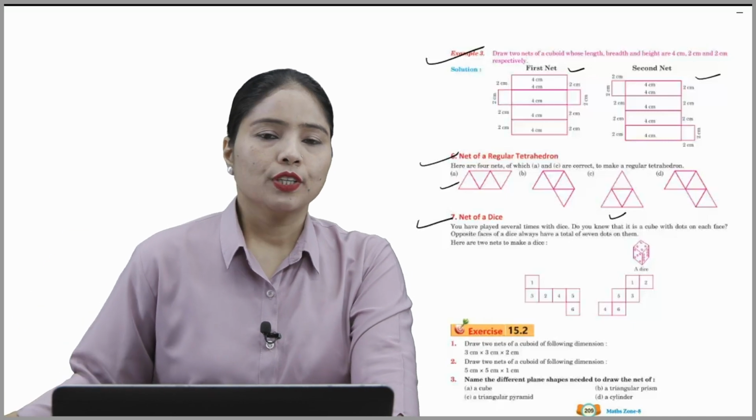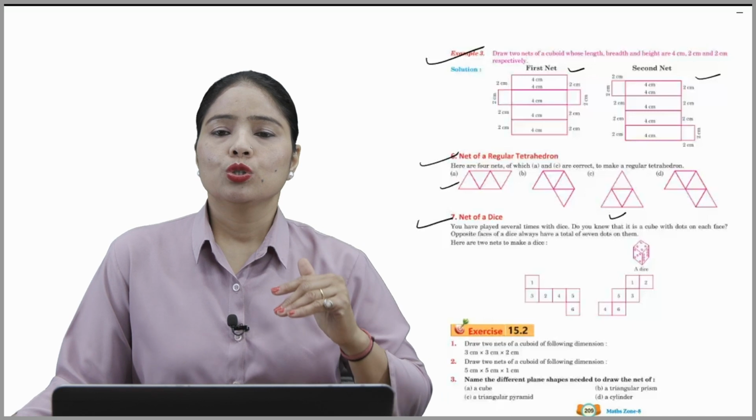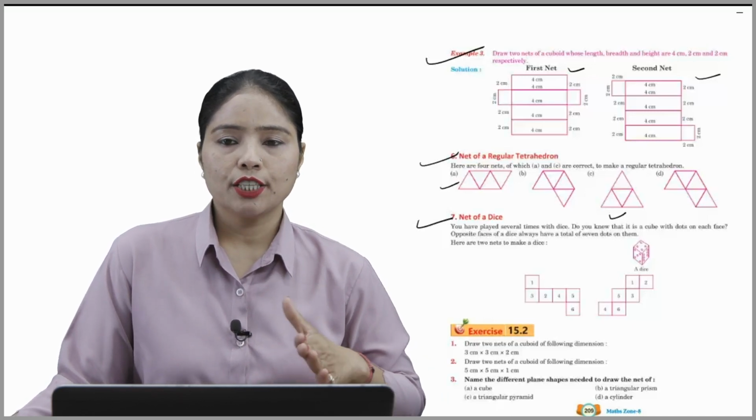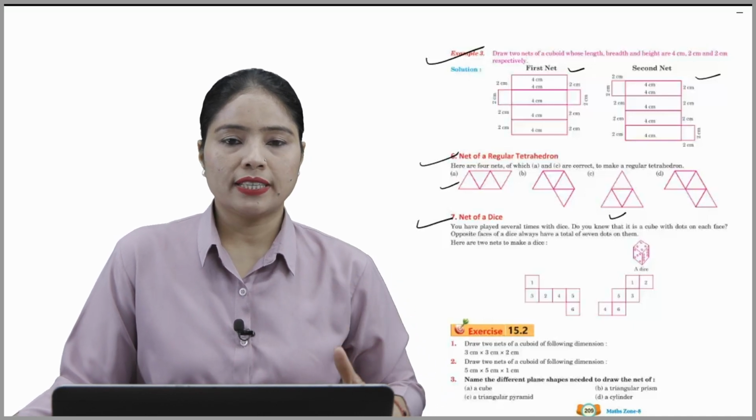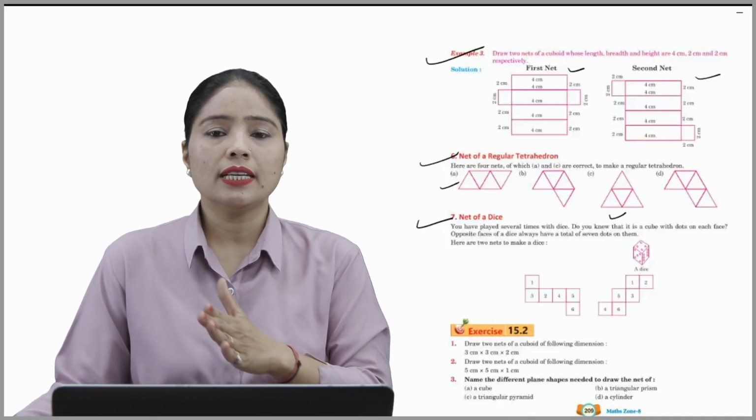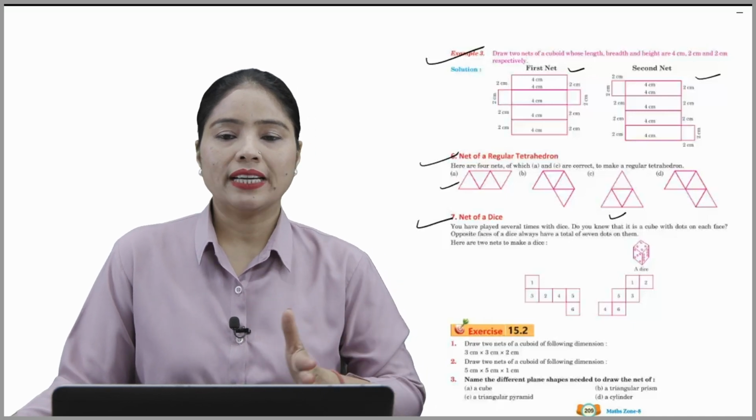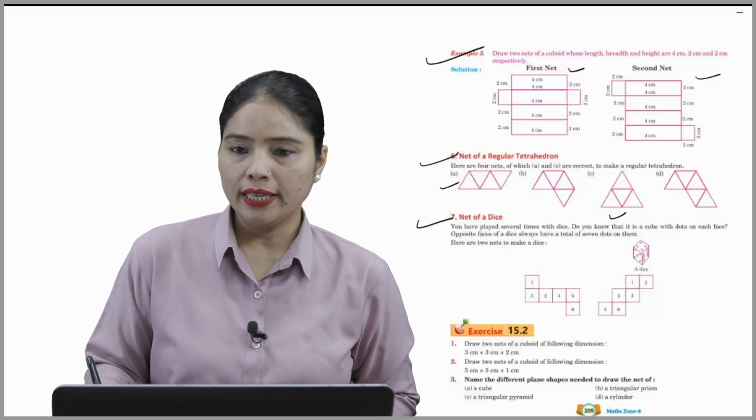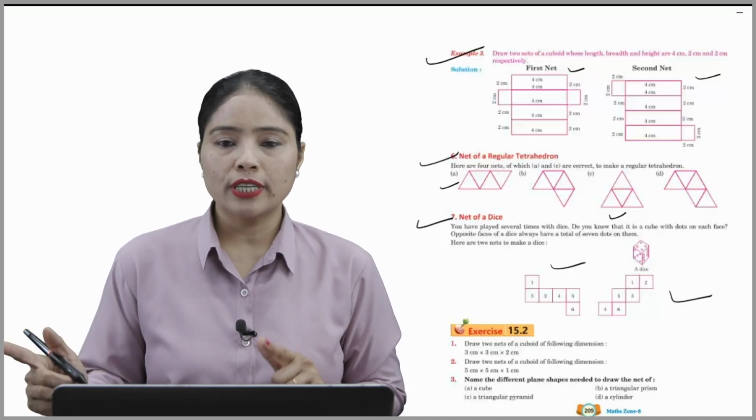Let's see. You have played several times with dice. Okay. So, do you know that it's a cube with dots on each face? So, opposite faces of a dice always have a total of 7 dots on them. So, here are 2 nets to make a dice. Like that one, we can make it, and this one also we can try. Okay. So, I hope you understood well.